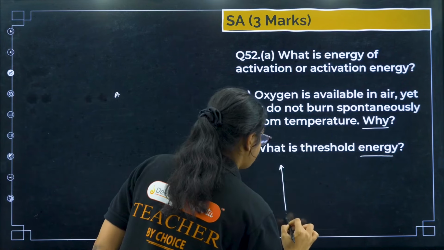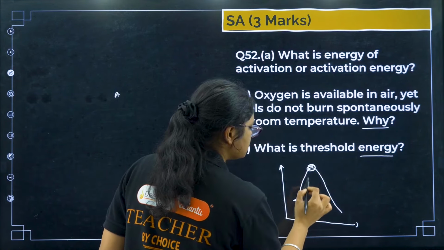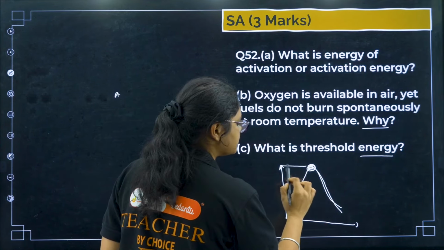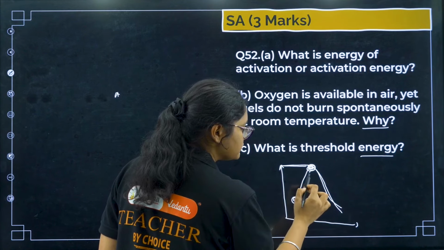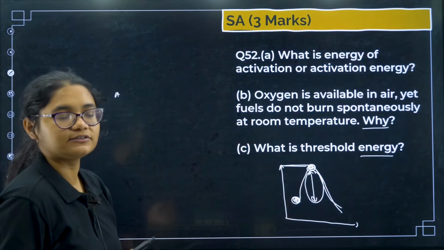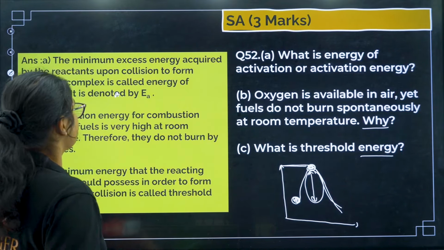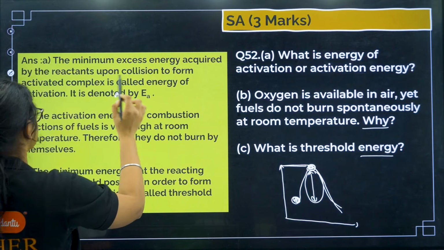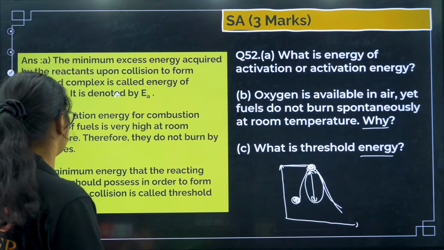So these are your reactants. When they reach this much energy, they can get converted to product. This is called the threshold energy. Reactants are at this point. To reach the threshold energy, whatever energy is required to be provided is called the activation energy. The minimum excess energy acquired by the reactants upon collision to form an activated complex is called the activation energy.